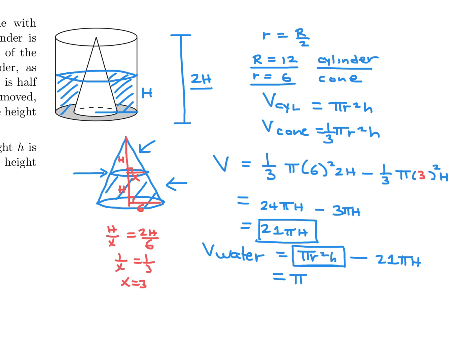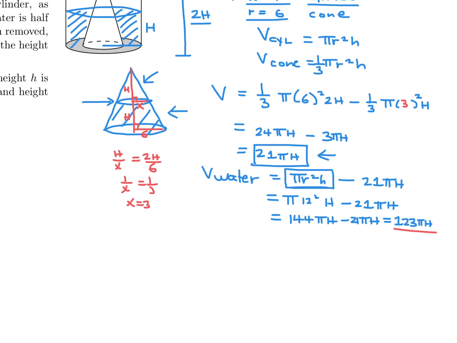The cylinder's radius is 12 from up there. So 12 squared, and then its height is h. And then this is just the 21 pi h that we calculated here. Okay, so that should be 144 pi h minus 21 pi h. And that is 123 pi h. Okay, so that is a very important calculation.